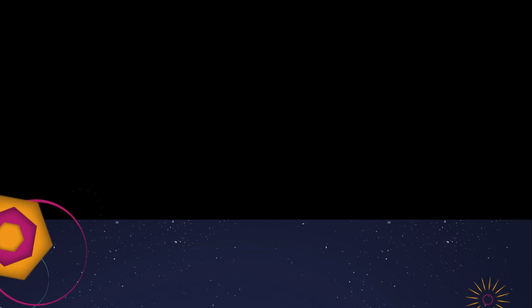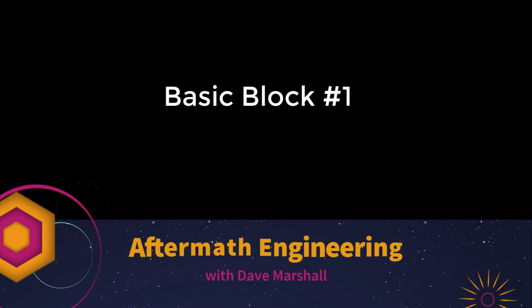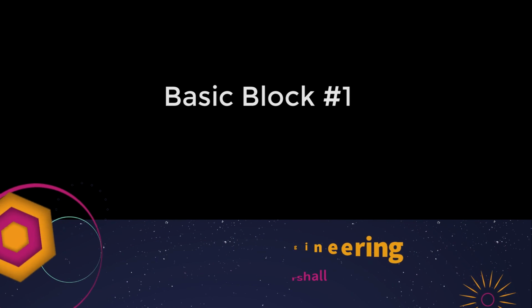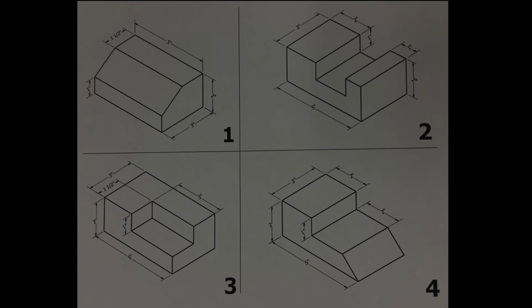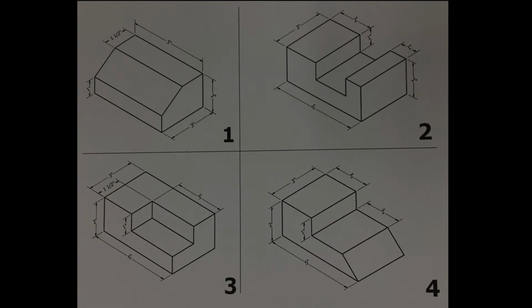Hello, this is Dave Marshall, and what I'd like to do in this video is to show you how to draw basic block shape number 1. What we need to have with us is a pencil, a straight edge, some isometric graph paper, and the sheet that shows drawings 1 through 4.